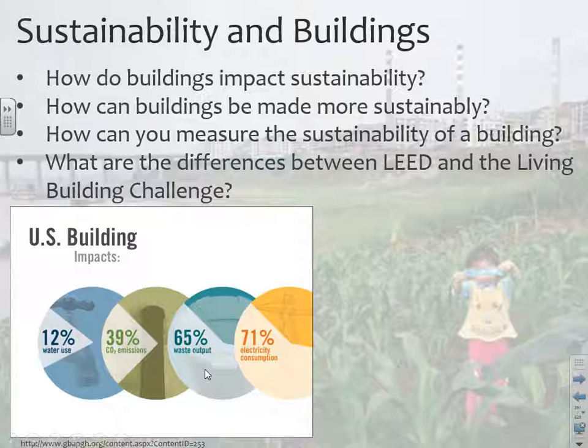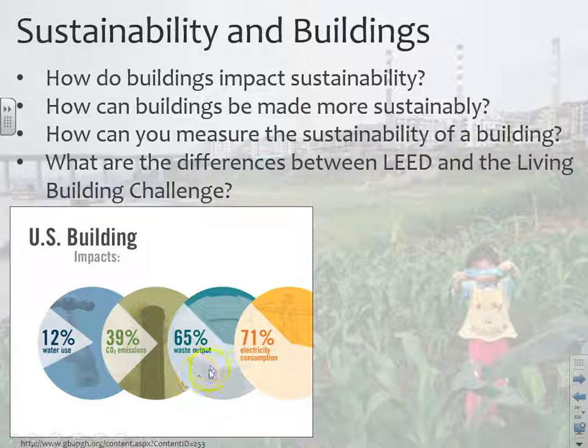About 65% of waste output. I mean, a huge chunk. This is mostly from construction, but some other things as well. So a huge amount of waste comes from buildings. And then 71% of all electricity in the United States is used by buildings. So this is hospitals and churches and commercial buildings, industrial buildings, homes, apartments, everything. Okay, so this is all buildings combined.